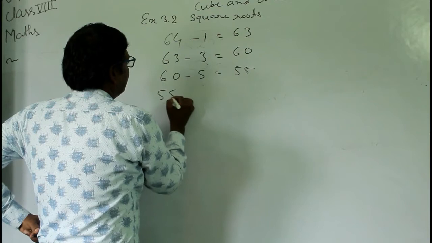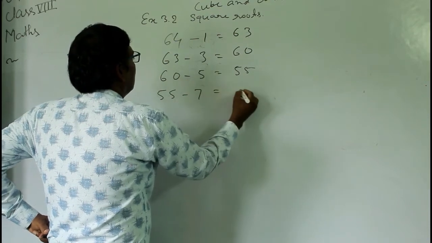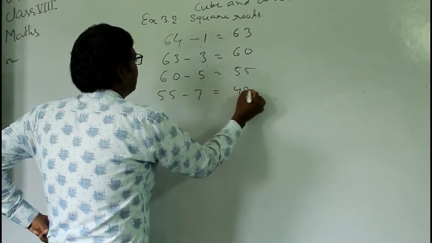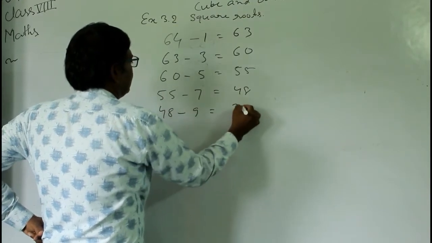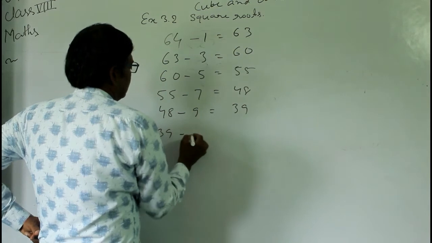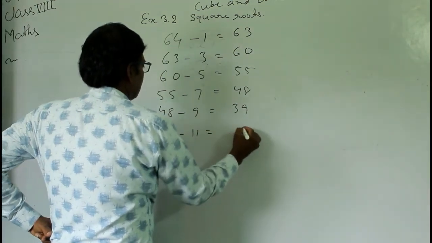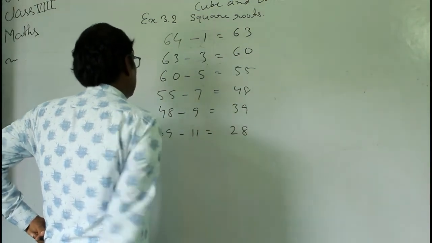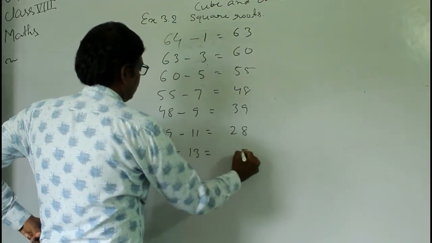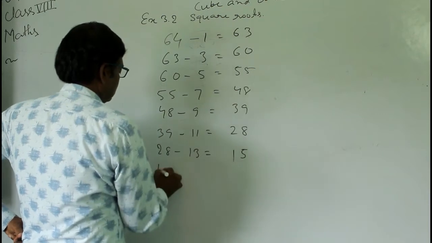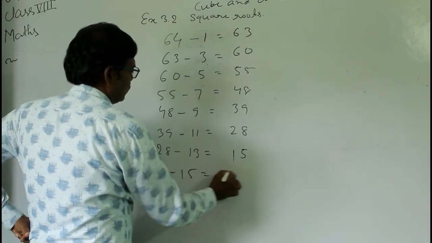Then 55 minus 7 will be 48. And 48 minus 9 will be 39. And 39 minus 11 equal to 28. And 28 minus 13 equal to 15, and 15 minus 15 equal to 0.